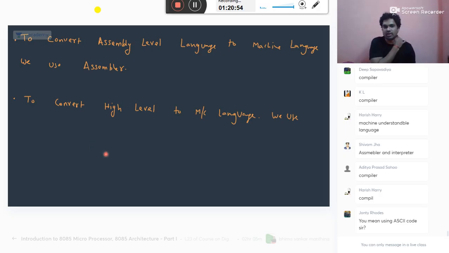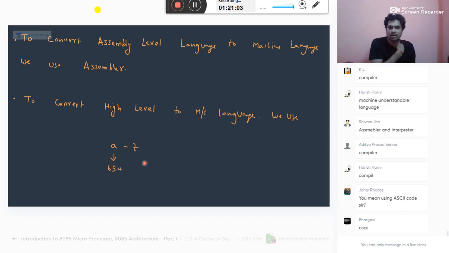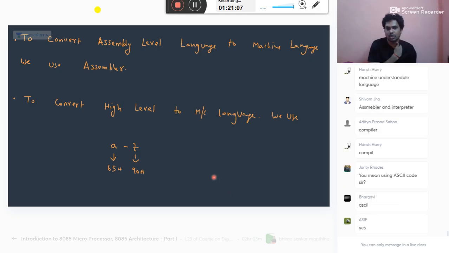ASCII, American Standard Code for Information Interchange. Like you have letters A to Z. For the computer, A will be given as 65 hexadecimal and Z will be given as 90 hexadecimal. So when 65 comes, the computer will read it as A, or display it as A. This is one code to give these inputs.